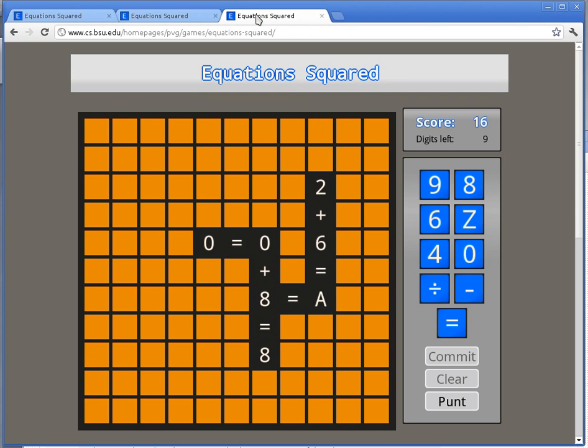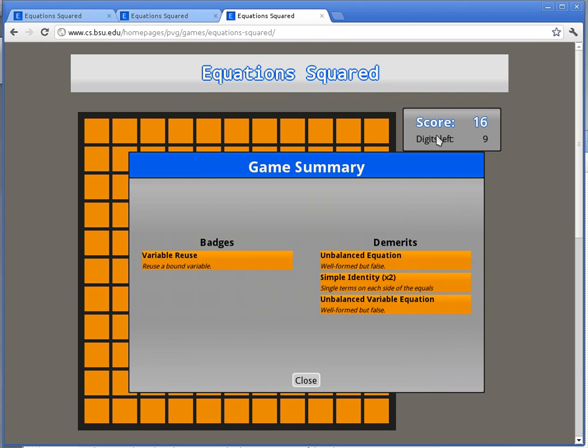Here's another one. Only 16 points, and fairly simple equations. This player does not show the same aptitude as the previous one. Again, clicking on this box, we can see the badges and demerits.